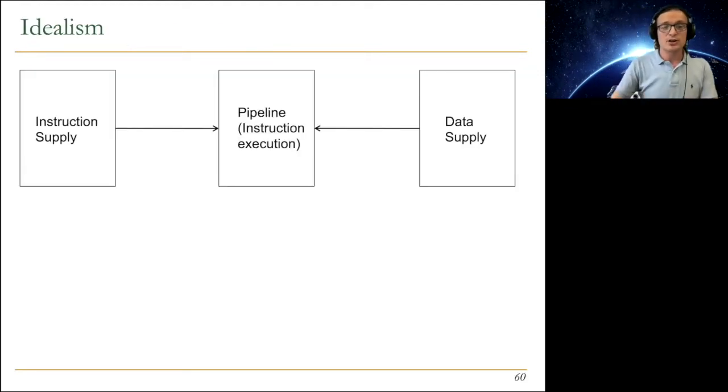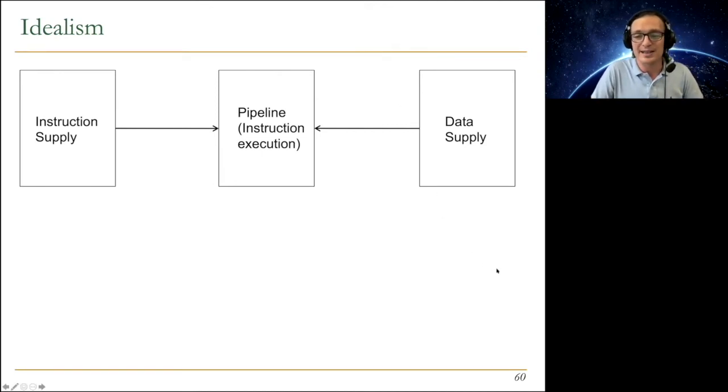Okay, so before we go into memory organization and technology, let's have some idealism in mind. So we have three different components in a system, right? And certainly we've covered a bunch of them. Pipeline is an important one.